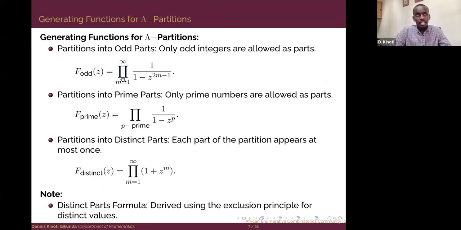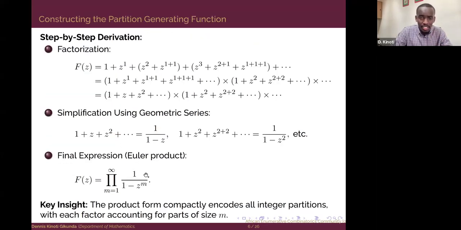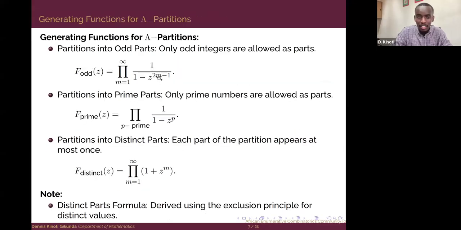So what about the lambda partitions? For the lambda partitions now, this generating function, basically you are taking, for example, here, the first one, it's just the odd numbers. So if you're dealing with the odd numbers, it means you do not include the second factor here. So it's the first one and the third one. And how do you show that? So it's the powers that you have here. You have 2m minus 1. So that's the odd part. You can do the same thing for even, for prime. So just picking parts, factors that are prime.